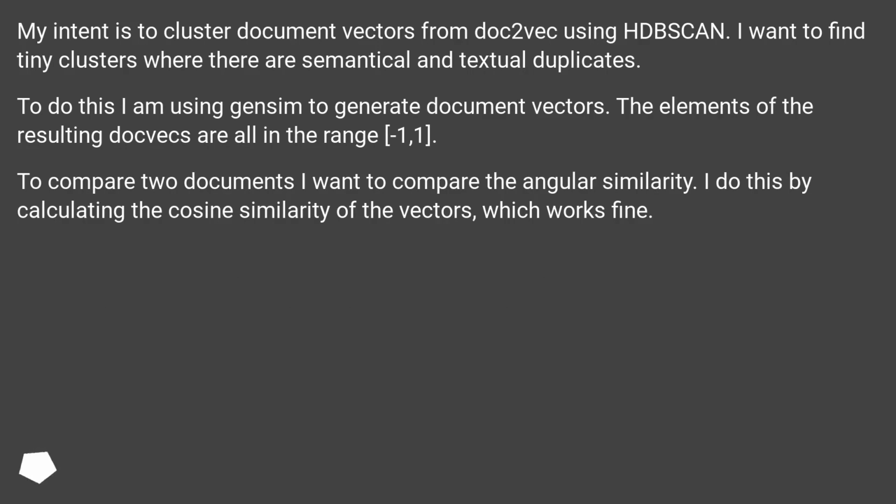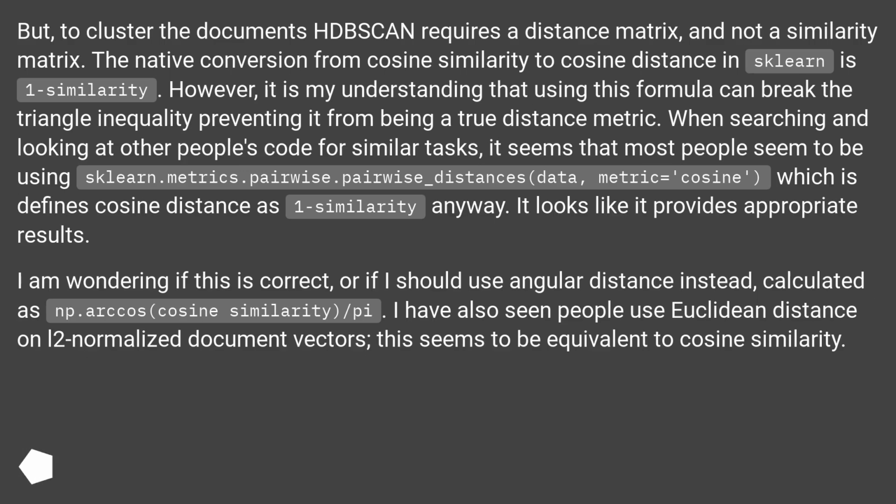The elements of the resulting doc2vecs are all in the range [-1, 1]. To compare two documents, I want to compare the angular similarity. I do this by calculating the cosine similarity of the vectors, which works fine. But to cluster the documents, hdbscan requires a distance matrix, and not a similarity matrix. The native conversion from cosine similarity to cosine distance in sklearn is one minus similarity.